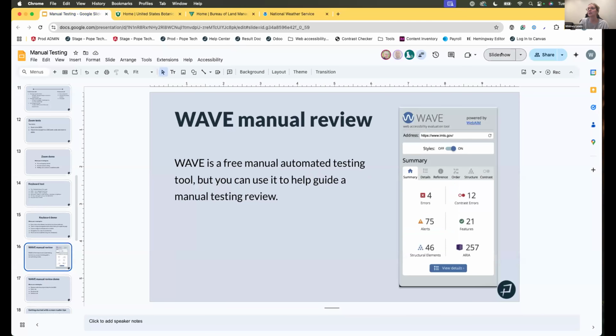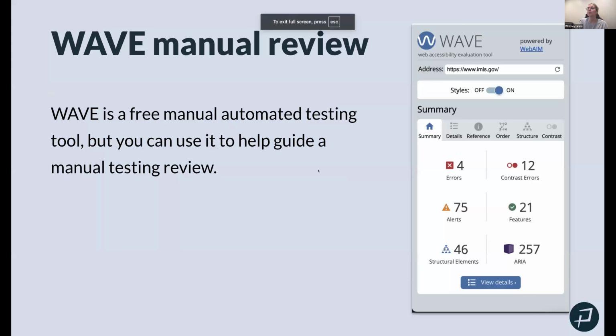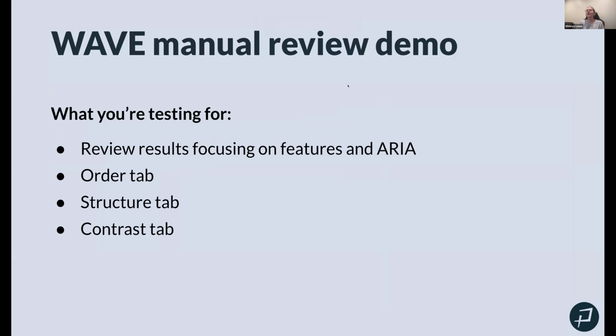Okay, I'll go back to our Wave manual review. The free Wave extension can help you do a manual testing review, and it can kind of act as a guide. So what you're testing for, when I'm doing a manual review with Wave, the main areas I'm focusing on are feature results in ARIA, which we'll take a look at when we do the demo, the order tab, the structure tab, and the contrast tab.